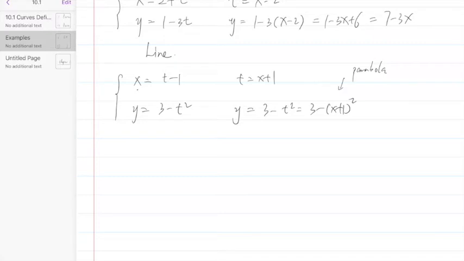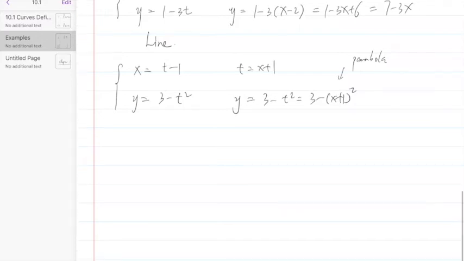Okay? So from here you can see, knowing the relationship between x and t, and y and t, you can find implicitly the relationship between x and y, because t is a function of x, and then y is a function of t, so of course y is a function of x.